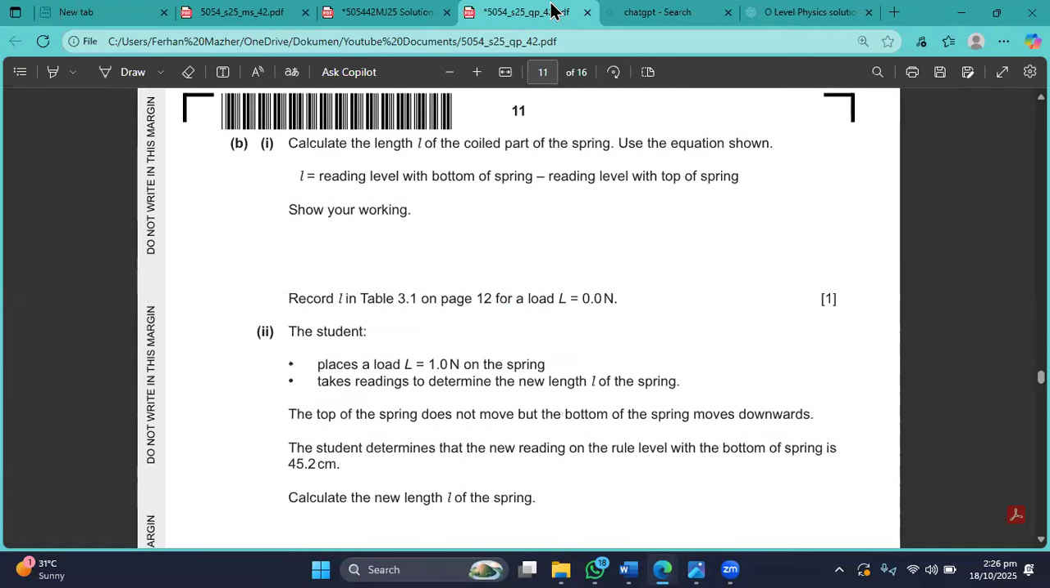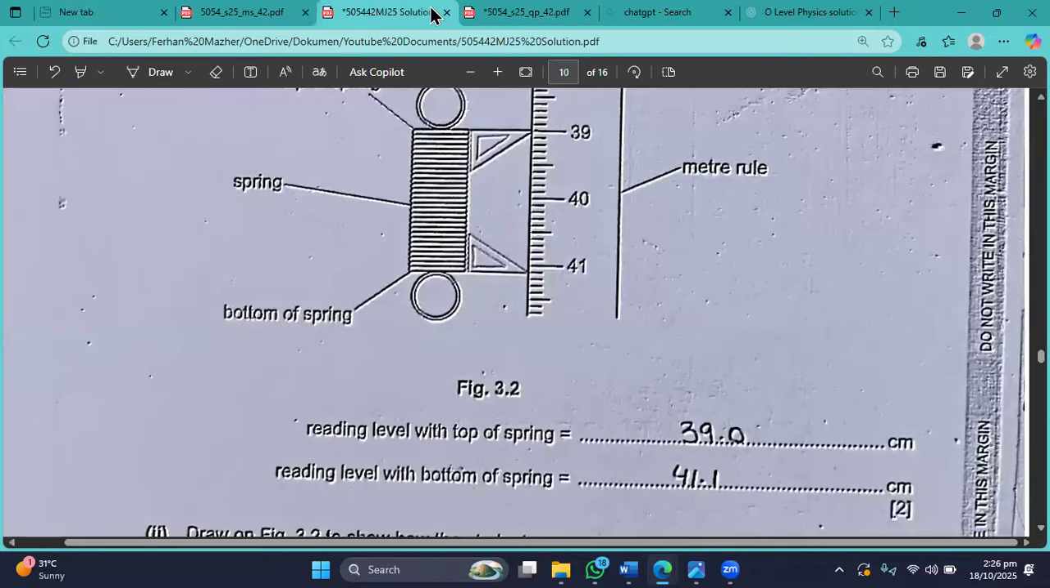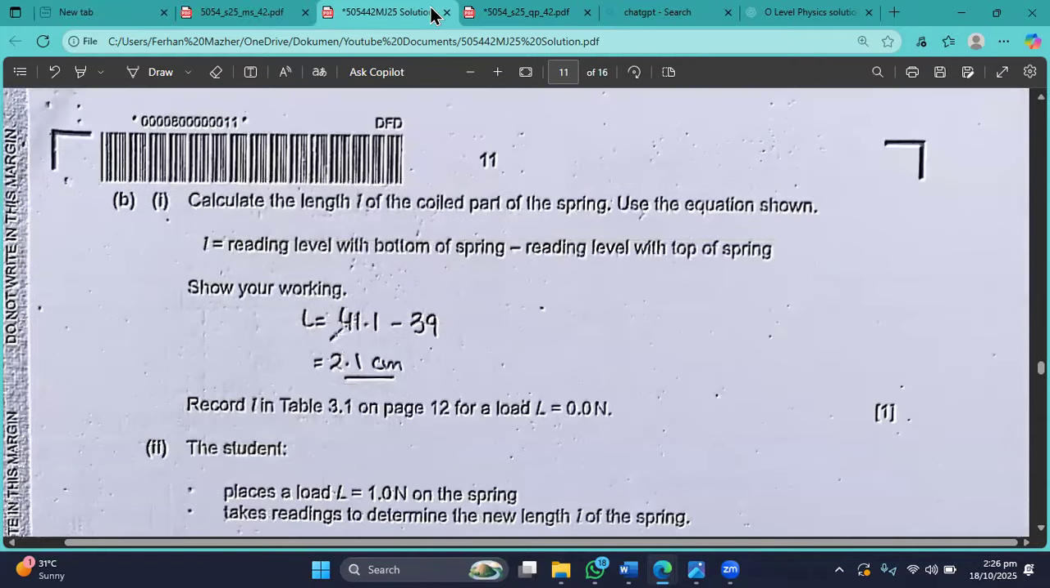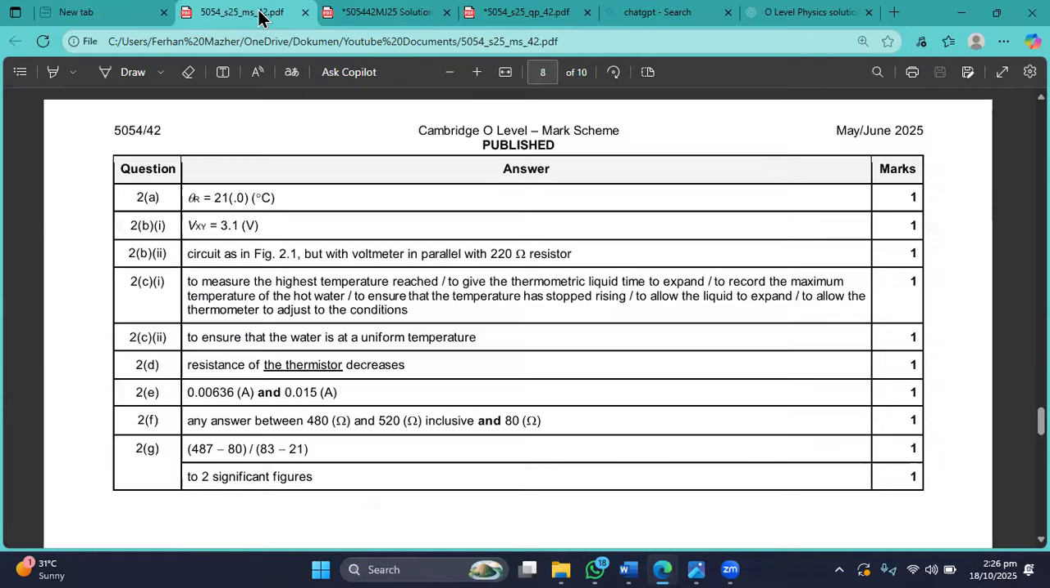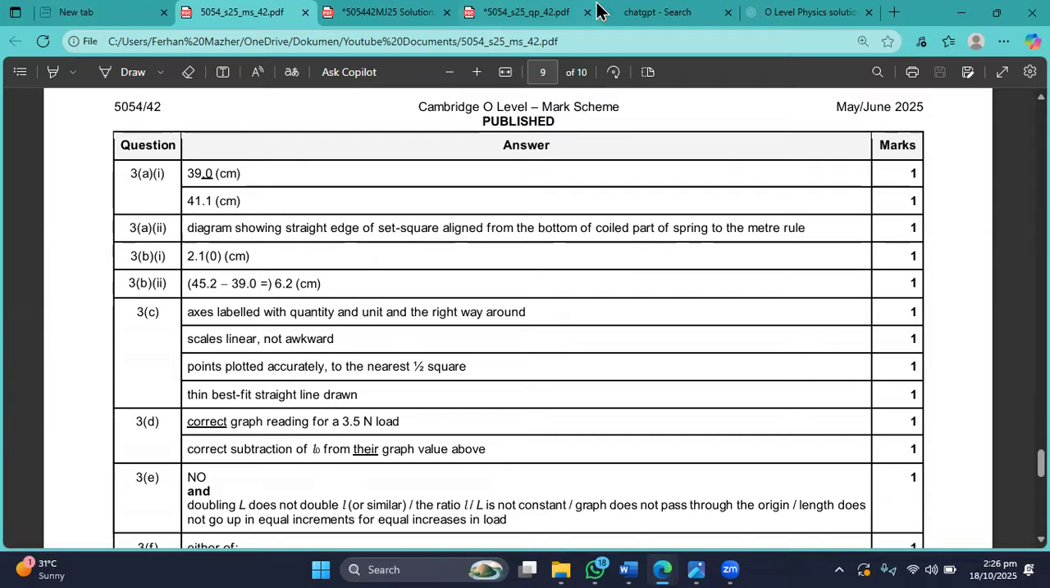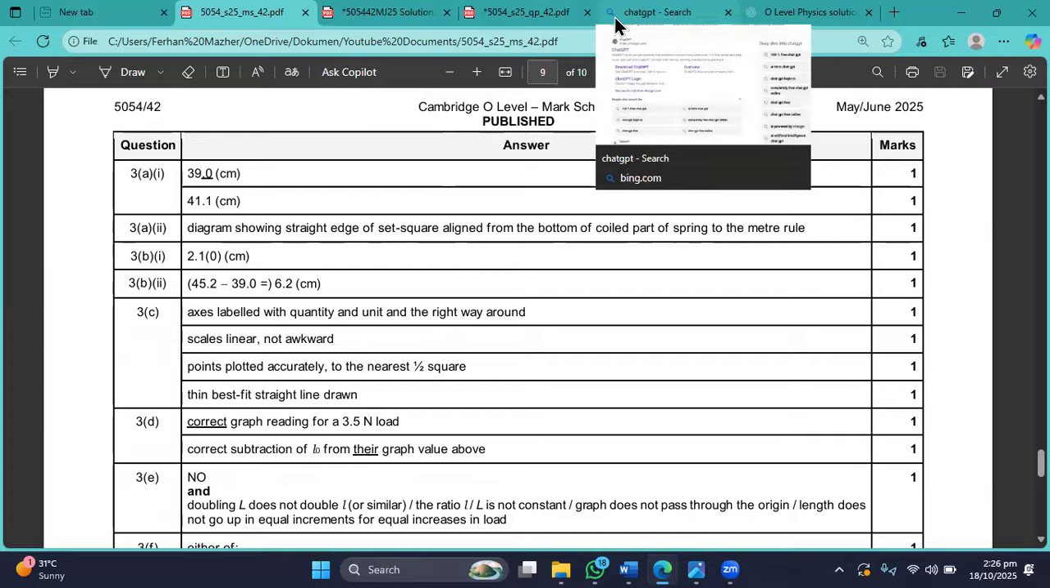It says calculate the length L of the coiled part of the spring. Use the equation shown. L is equal to the reading level with the bottom of the spring minus the reading level with the top of the spring. We know those levels, and we can subtract 41.1 minus 39. So that will be 2.1 centimeters. So the length of the spring is 2.1 centimeters. This is question number 3.